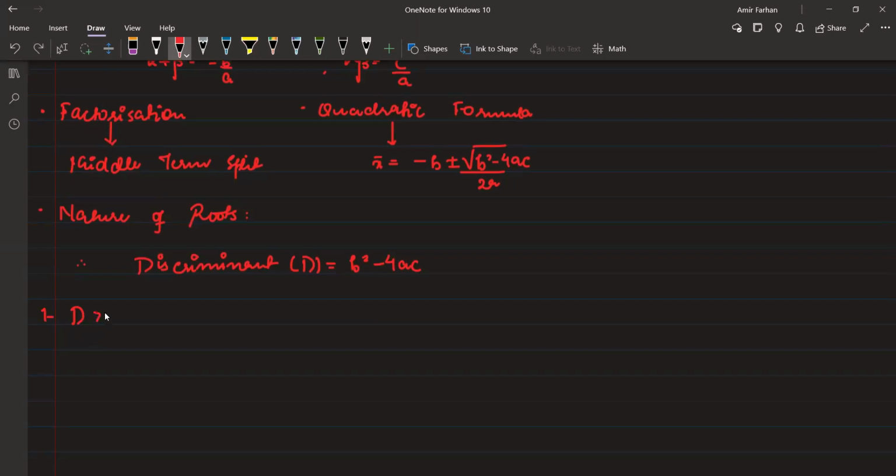D is greater than 0. If D is greater than 0, roots are real and distinct.